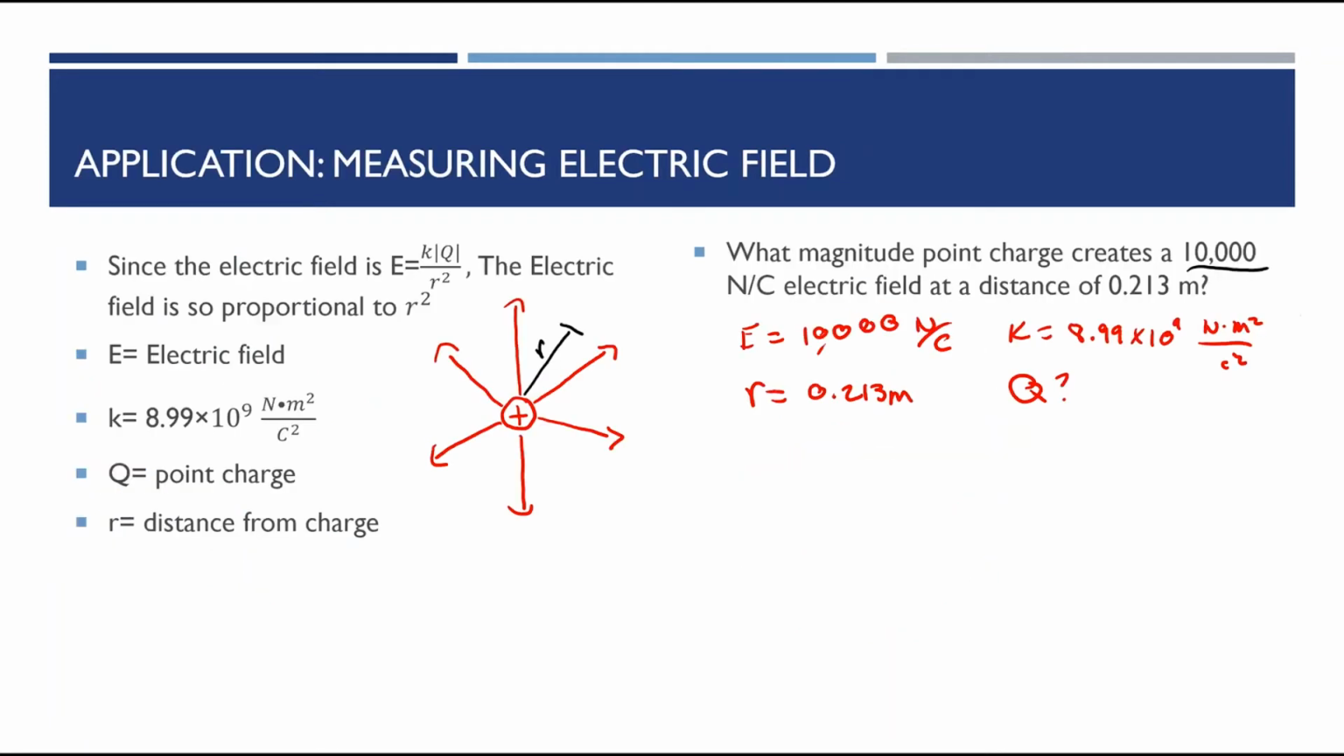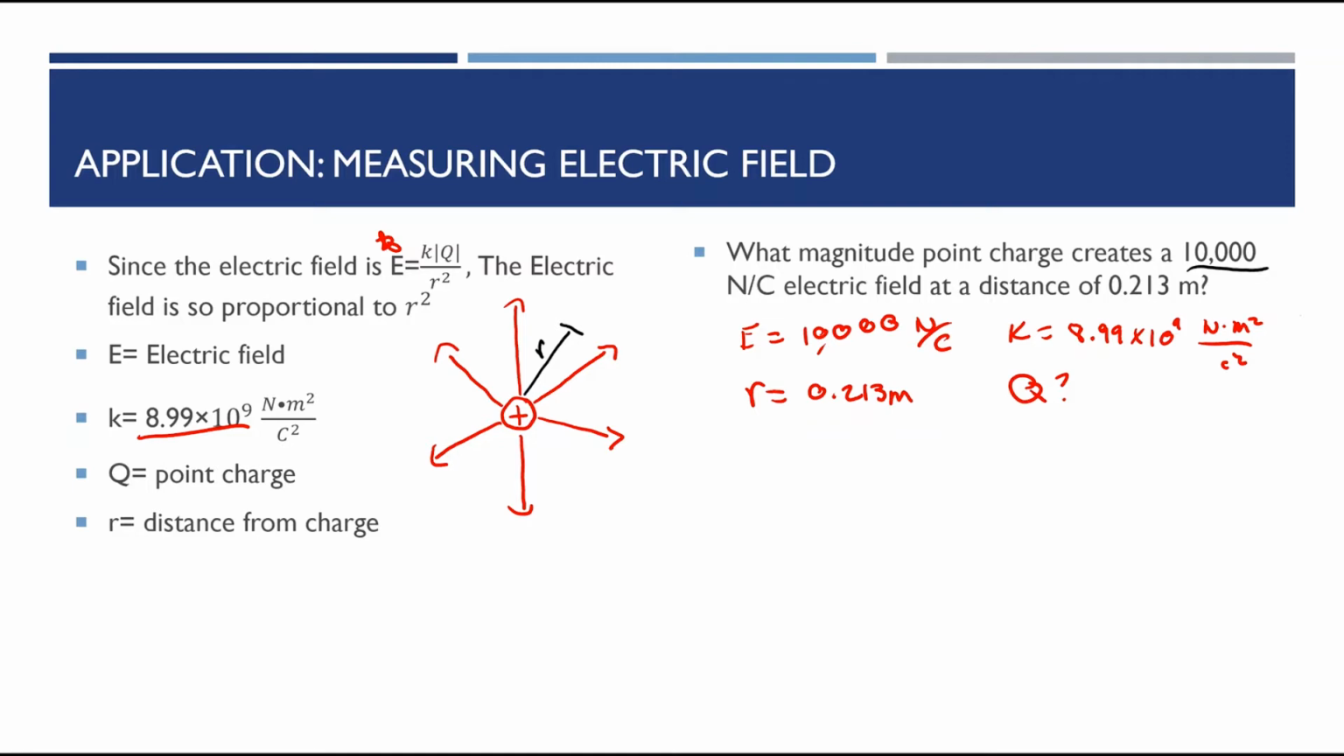So an application to this, if we wanted to see what the electric field would be at a certain distance from our source, we could use this equation right here, E equals K times Q over R squared. E is equal to our electric field, K is a constant, it's always going to be 8.99 times 10 to the 9th. Q is our point charge of our source, and R is the distance from that charge.